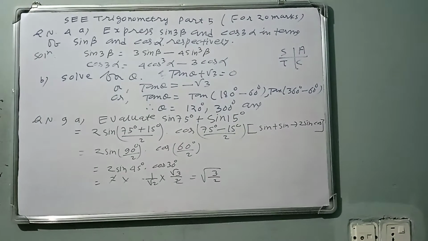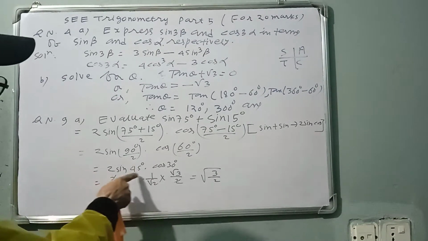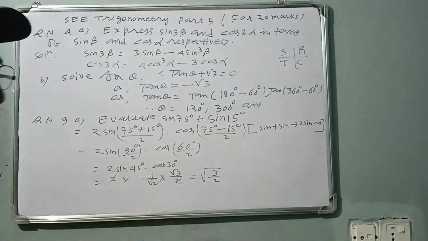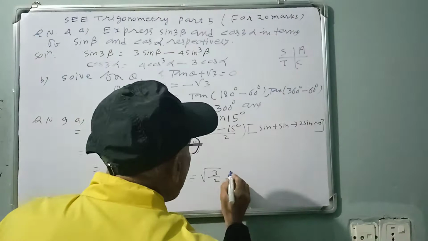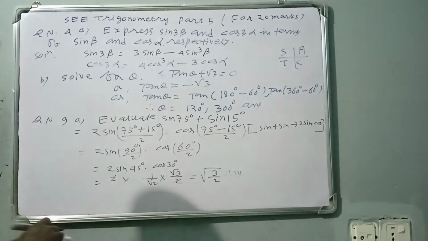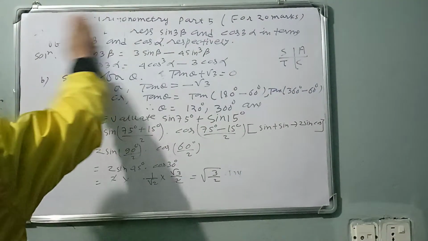Again check: sin plus sin, 2 sin cos, 2 sin 45, 2 is 2, sin 45 is 1 by root 2, cos 30 is root 3 by 2. Sin 60 is also root 3 by 2. This is the answer. At last, you have to write down the answer. 9A.